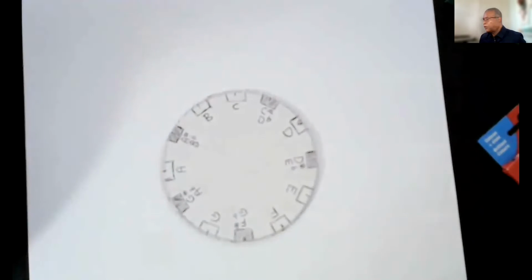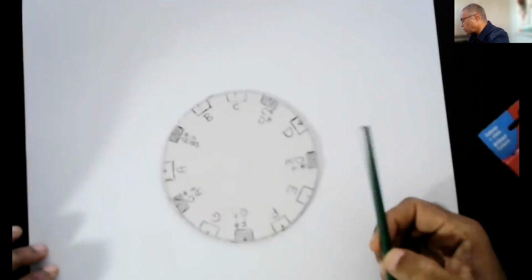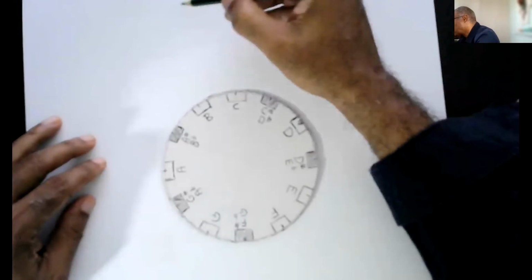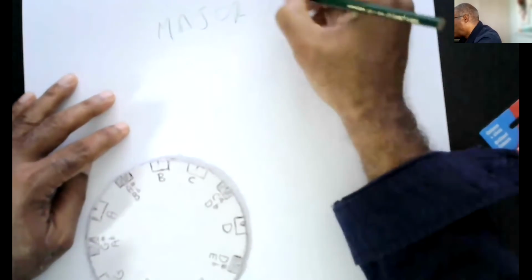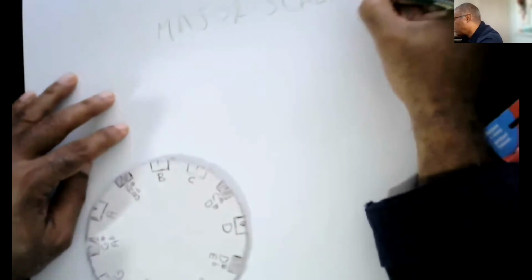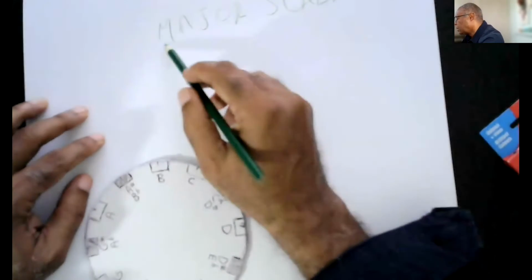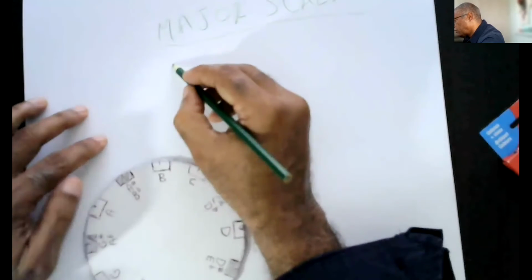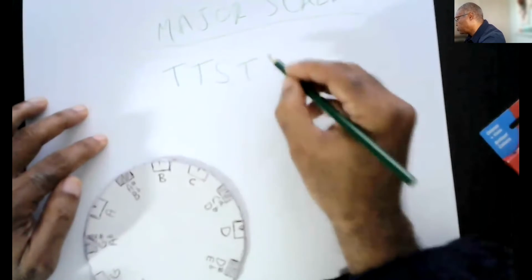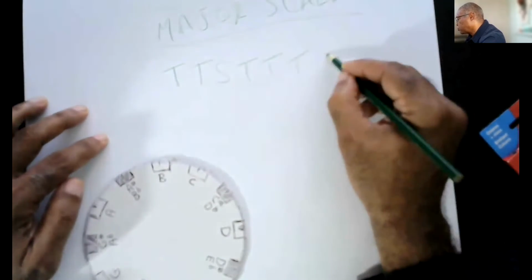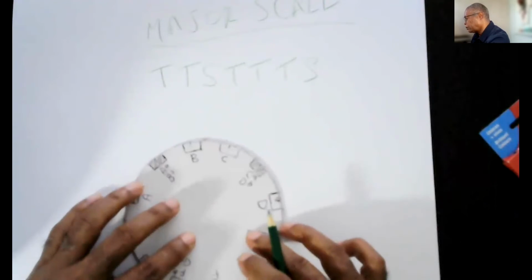Now what we're going to do with this is trace out the major scale pattern. So I will use the marker pen. We're looking at the major scale. The pattern for the major scale is tone, tone, semitone, tone, tone, tone, semitone. I hope you could see that properly. So we're going to trace that pattern out here.